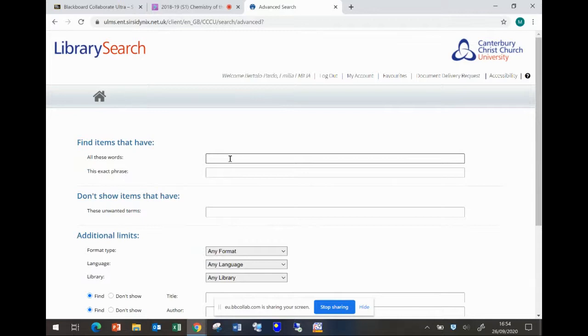You can get really, really fancy with this search page. I simply use all these words, but you might want to explore exact phrase or particular authors, etc. You can choose by language. So let's say I need to analyze an infrared spectrum and I have a carbonyl band. So I think, okay, I need to find a reference.